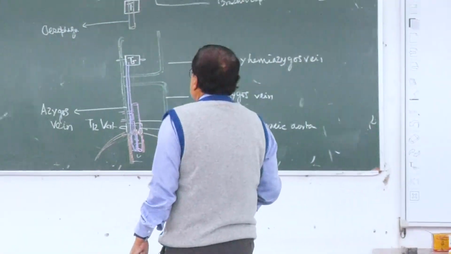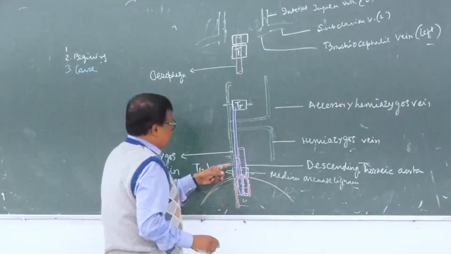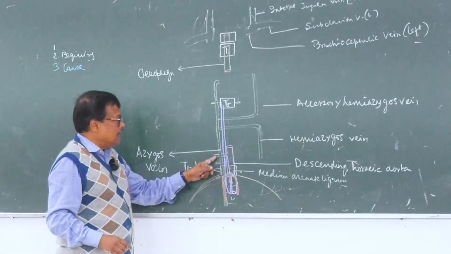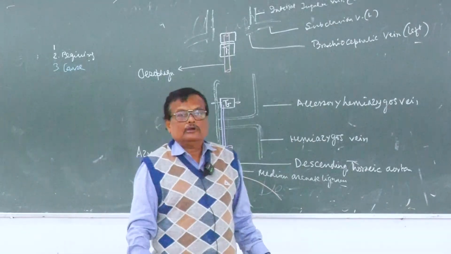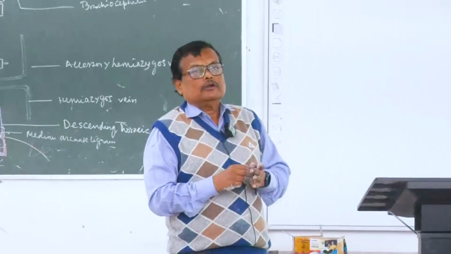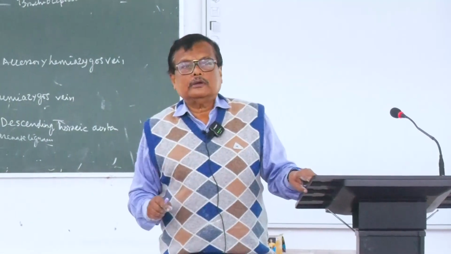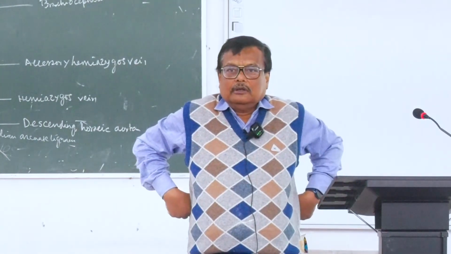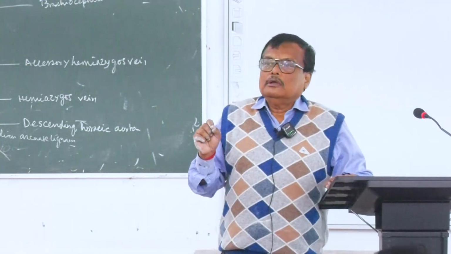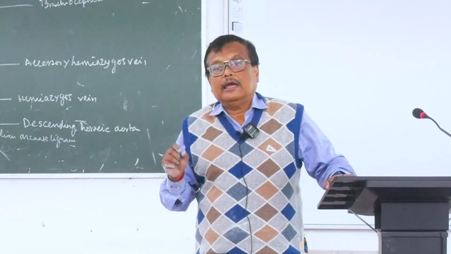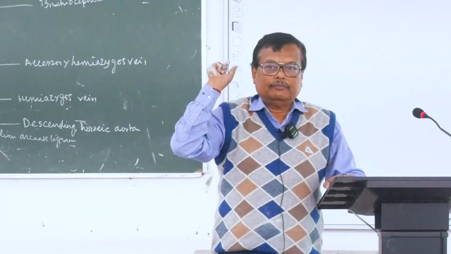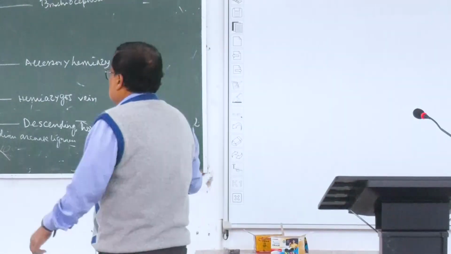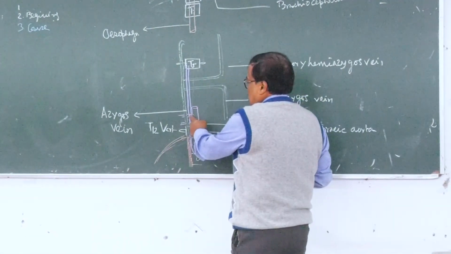On the right side of the vertebral body, passing in front of the descending thoracic aorta, it goes through the intercostal space. I don't know whether in the intercostal spaces they have told you about the anterior intercostal artery and posterior intercostal artery. Mainly the 3rd to 11th posterior intercostal arteries arise from the descending thoracic aorta. And this is the posterior intercostal artery.